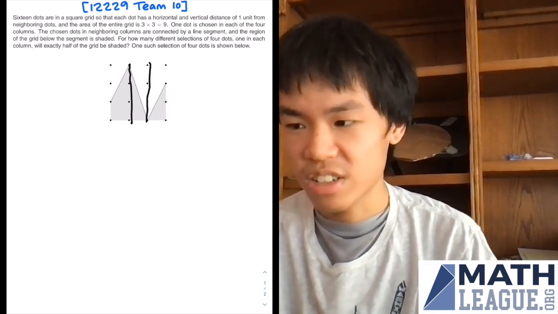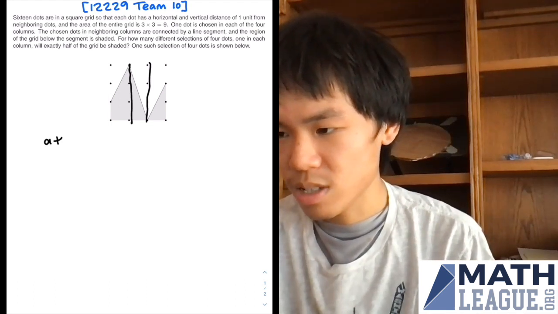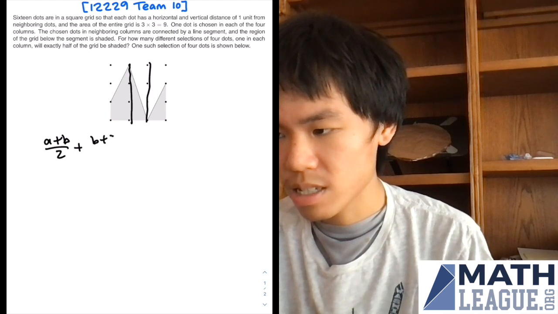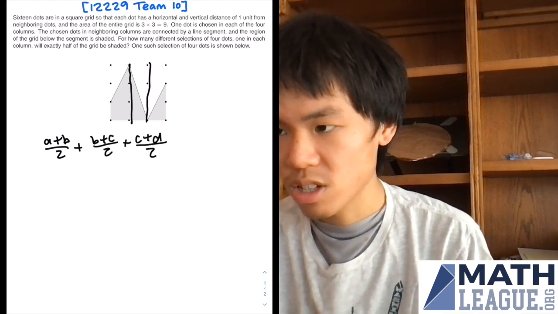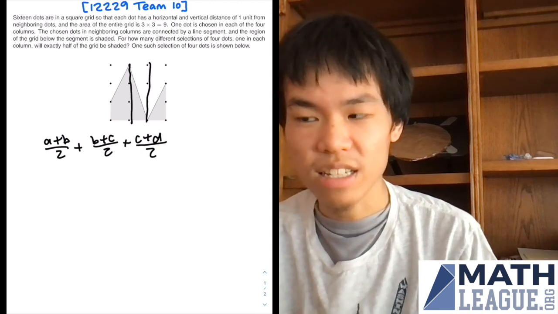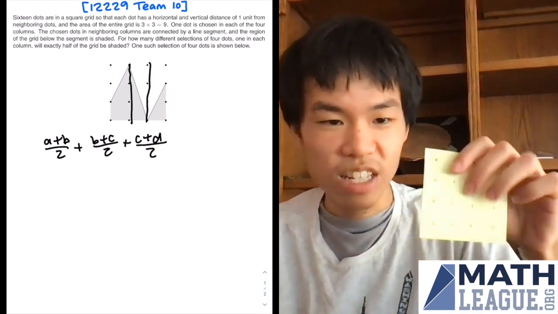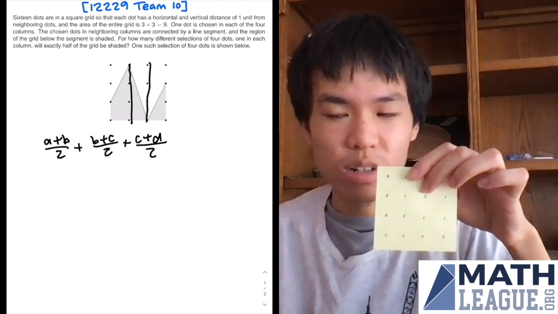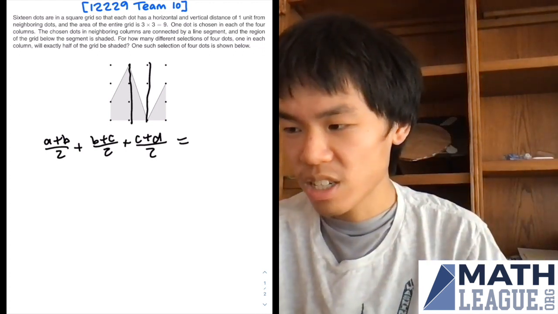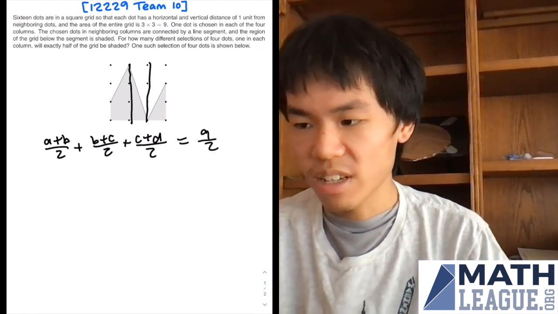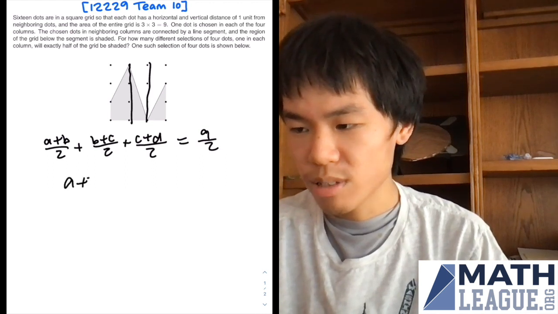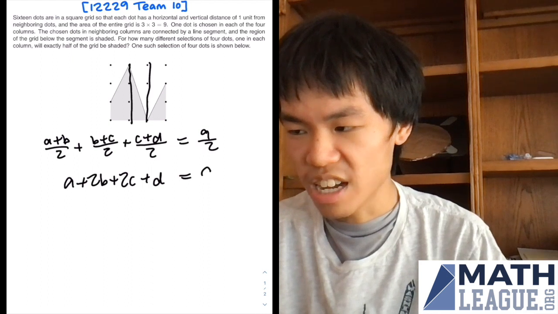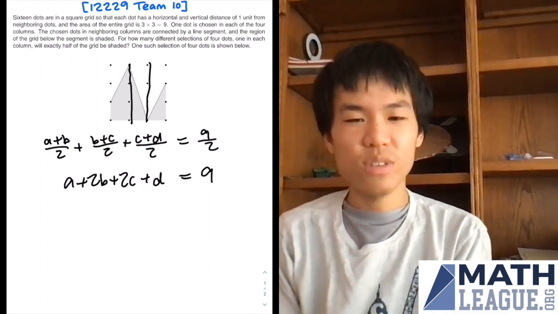So if we consider this height, you can do a plus b times 1 over 2, plus b plus c times 1 over 2, plus c plus d times 1 over 2. We want that to be equal to half the entire area of the grid, which is a 3 times 3, or 9. So we want it to be 9 over 2. And then this ends up being a plus 2b plus 2c plus d equals 9. Okay, now I've turned it into algebra.